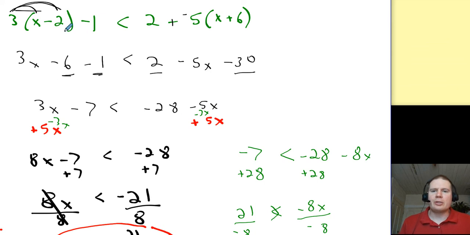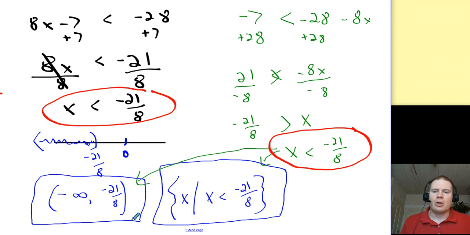Same process as equations, just watch out for that reversing the sign and recognize that at the end, we don't just have a single number. The solution is not negative 21/8. We have an infinite number of solutions that are bounded by, in this case, negative 21/8.